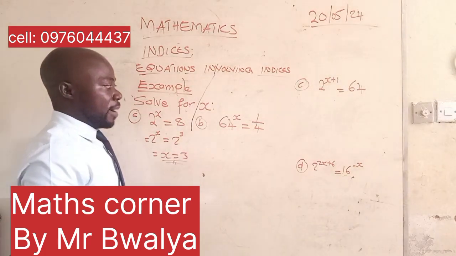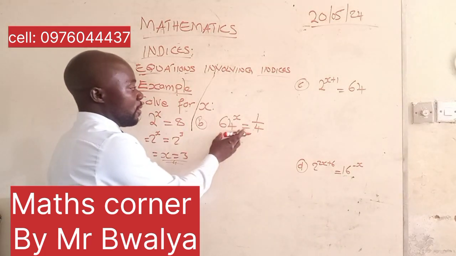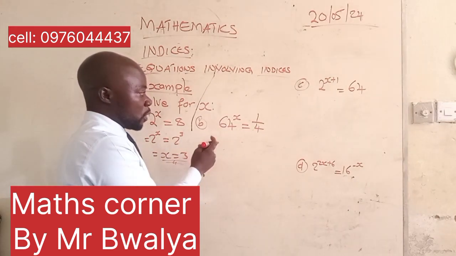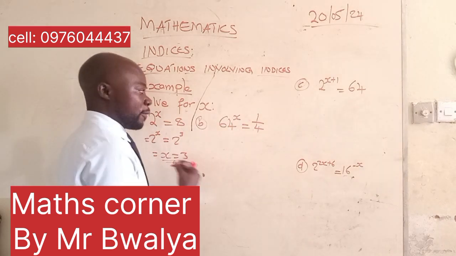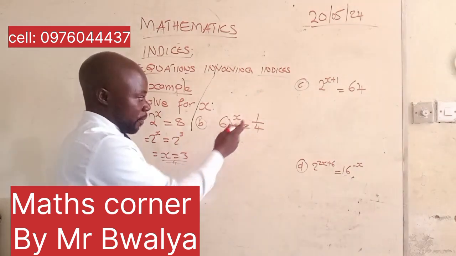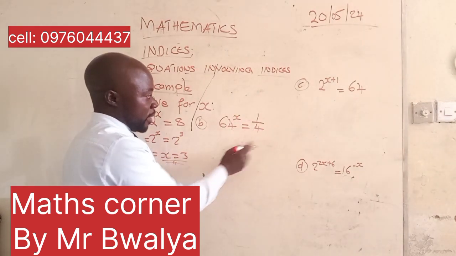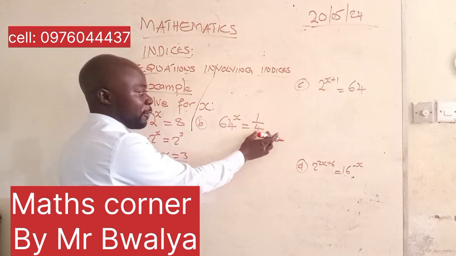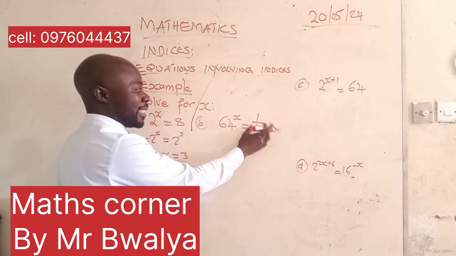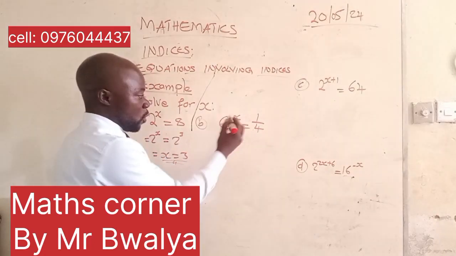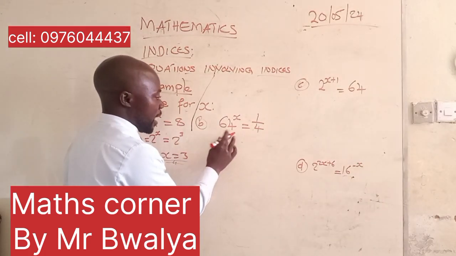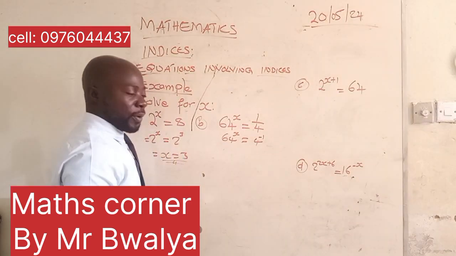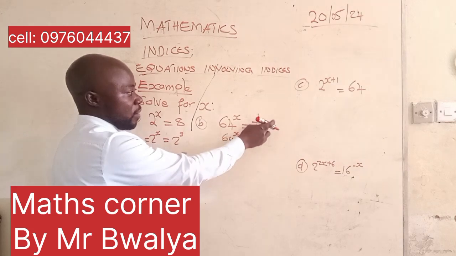We go to number B. They are saying 64 to the power x is equal to 1 over 4. The meaning of 1 over 4 is that the 4 is in the form of a negative power. So if you write 64 to the power x is equal to 4 to the power negative 1, this 4 to the power negative 1 gives us 1 over 4.